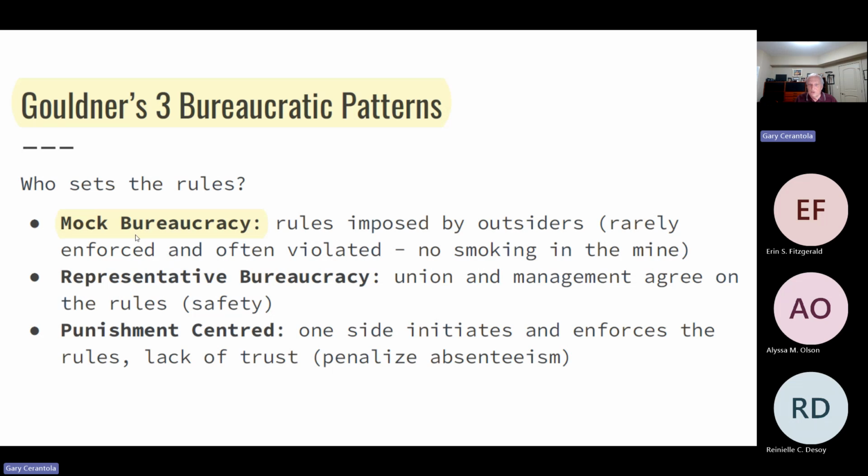Sorry, that's a representative bureaucracy, the union. The mock bureaucracy is where some third party can, say, Greenpeace can actually stop organizations from hunting whales. All right, so that's a mock bureaucracy.